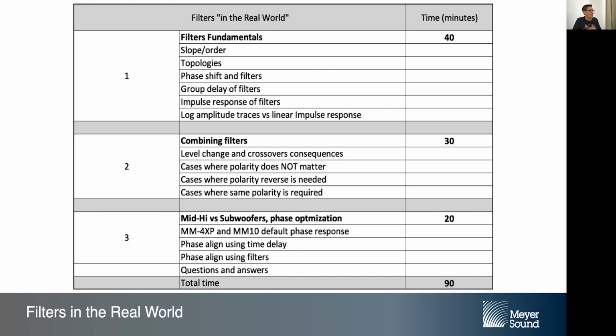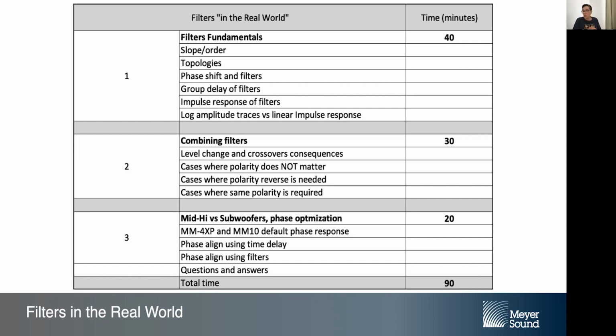And for the last main topic, we're going to phase optimize two small speakers, a mid-high and a subwoofer. Those are the MMM4 and the MMM10. We're going to use the default response, the native response. And then we're going to use a few tricks just to let you figure out what we can do to phase align those speakers by using time or by using filters. And then, if we have time, we're going to do a question and answer session. So this is for today.